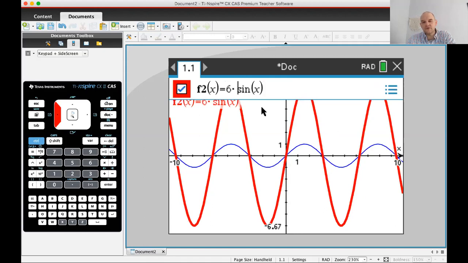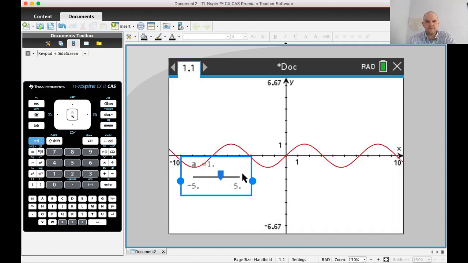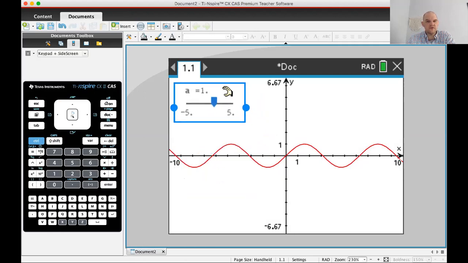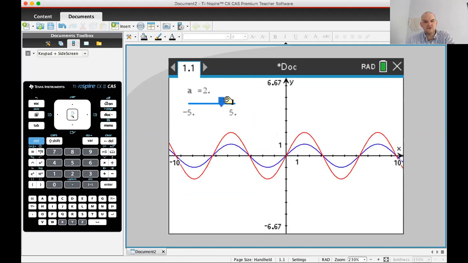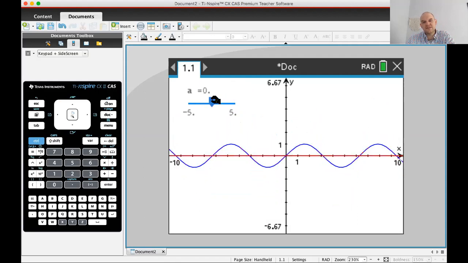One of the things, I don't really like doing this, but you could actually give yourself a slider. Let's say A. Do I want to create a slider? Sure. Now you can move this, control click and then drag it. I don't really recommend you do this. It's not very satisfying. Click somewhere, and then we can click on this and drag it. So when A is 1, 2, 3, 4, 5, you can see what's happening.